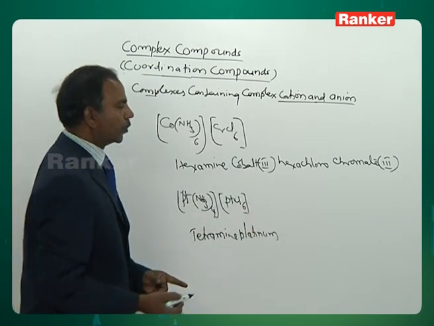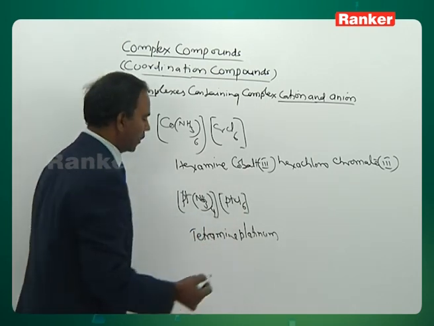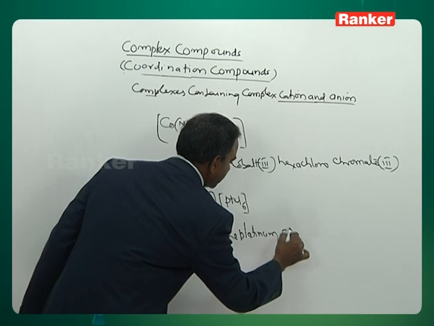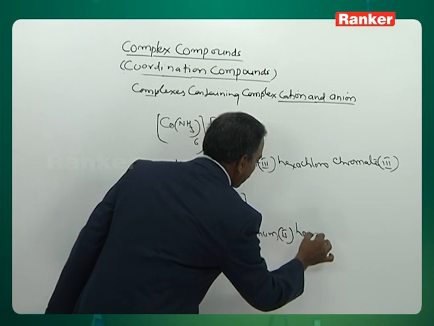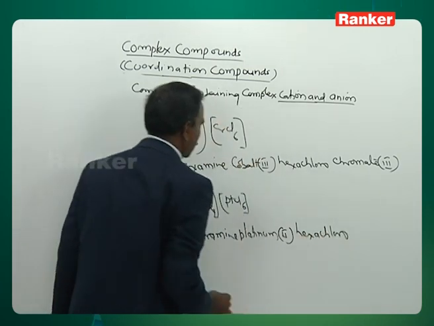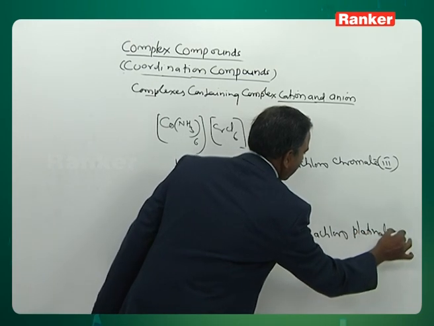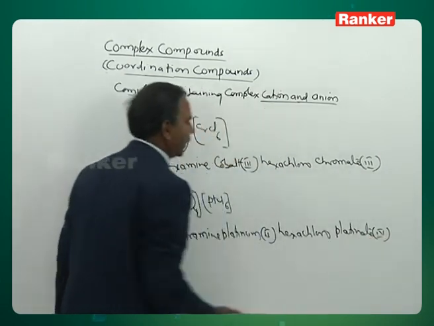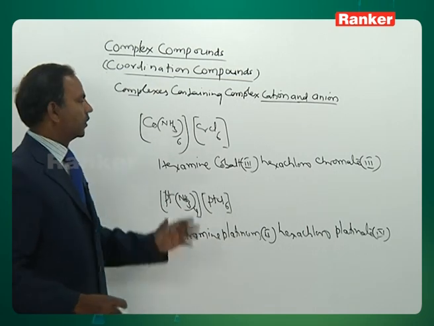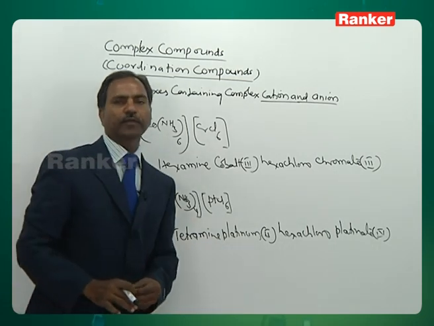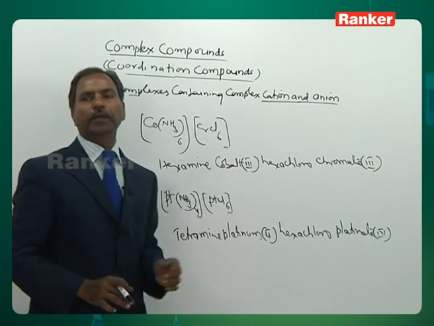So, tetramine platinum(II). Why am I writing 2? Coordination number 4. Oxidation number of platinum is what? +2. Therefore, platinum(II). Second half is actually having coordination number 6. Therefore, again hexachloroplatinate(IV). So, it is tetramine platinum(II) hexachloroplatinate(IV). This is the naming of the complexes where two coordination spheres are there. One is representing cation, other representing anion.